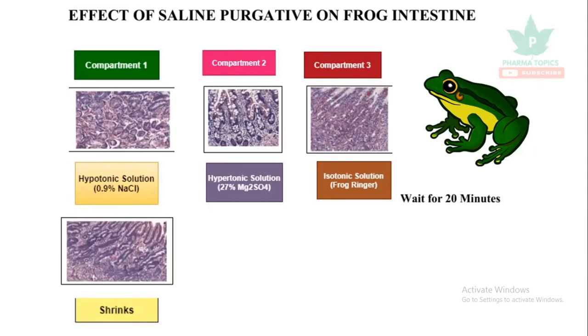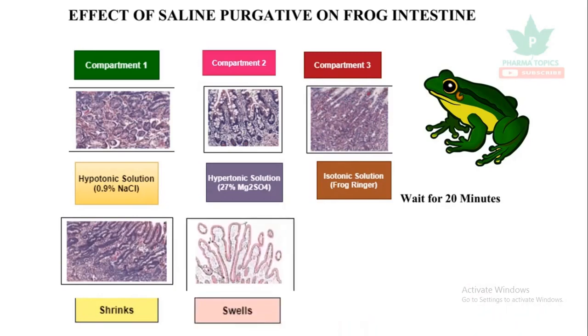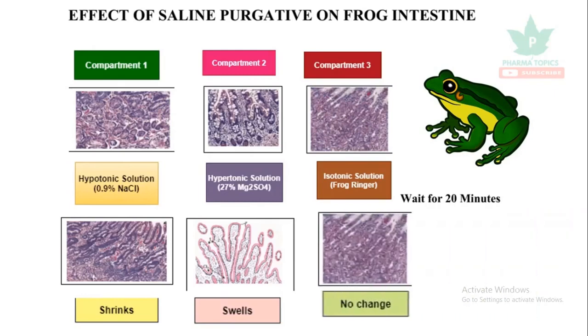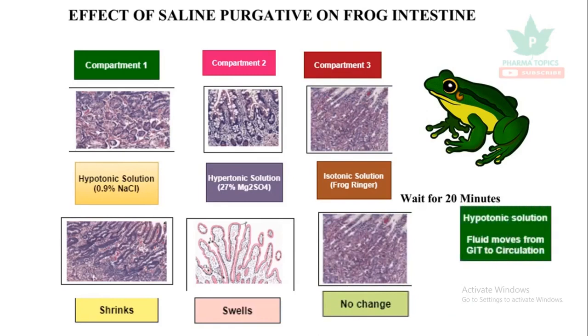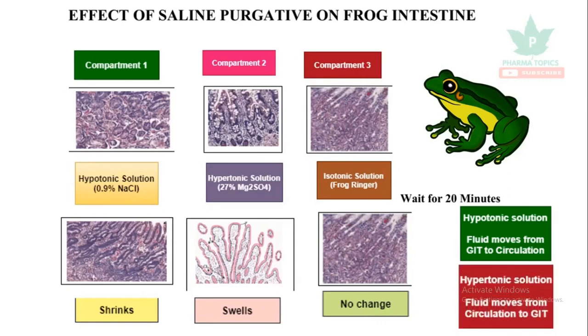After the 20 minutes, compartment 1, where we used the hypotonic solution, shrinks. Compartment 2, in which we used the hypertonic solution, swells. And compartment 3, in which we used the isotonic solution, frog Ringer solution, shows no change. It means with the hypotonic solution, fluid moves from the gastrointestinal tract to the circulation, and with the hypertonic solution, fluid moves from the circulation to the gastrointestinal tract.